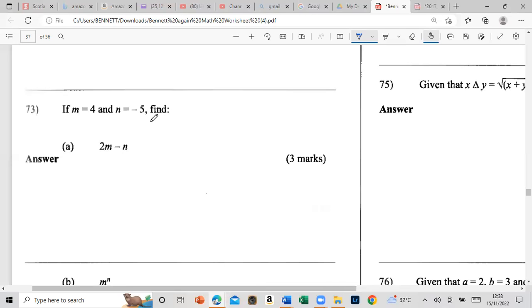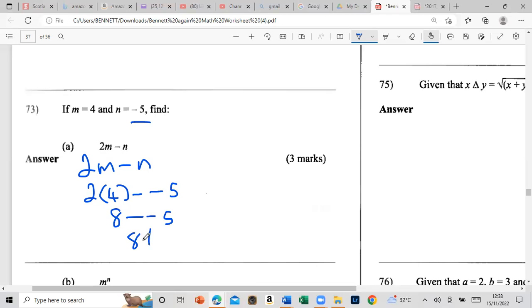So let's rewrite it. It's 2 times m minus n. m is 4, so we substitute 4, minus n, where n is negative 5, so we put negative 5. 2 times 4 is 8, then we have minus negative 5, which becomes add 5, because a negative times a negative gives a positive. So our final answer is 13. I think this was pretty easy for 3 marks.